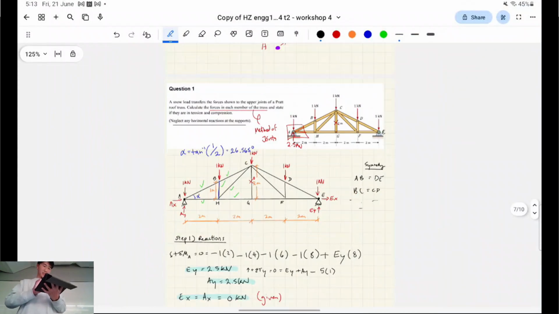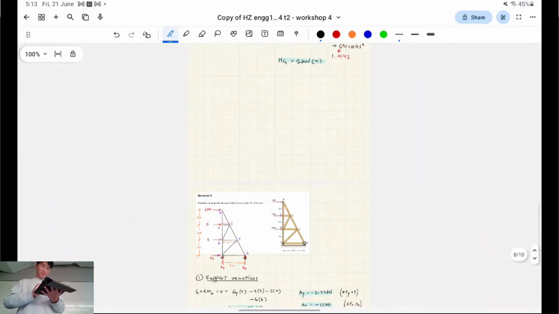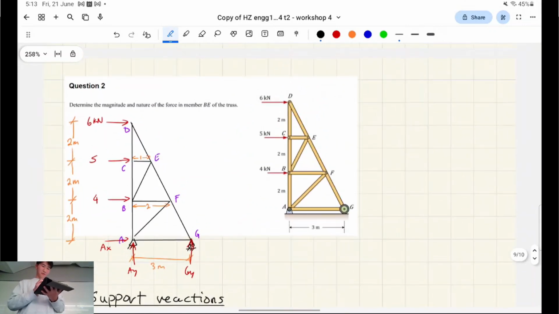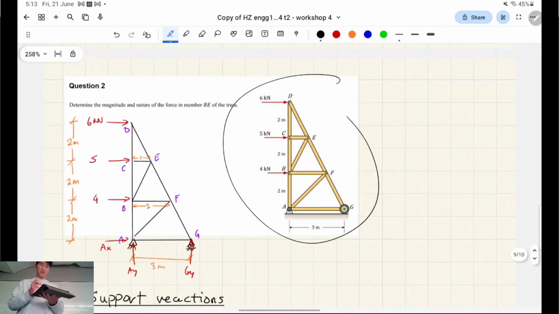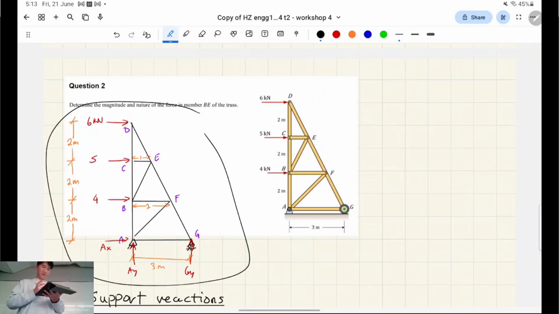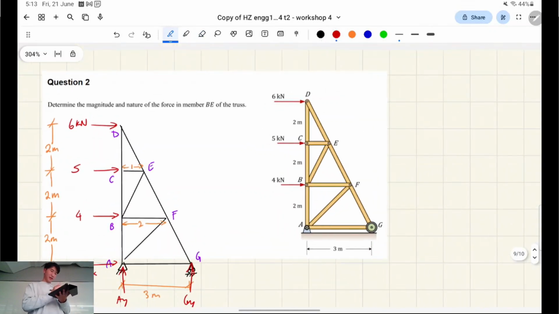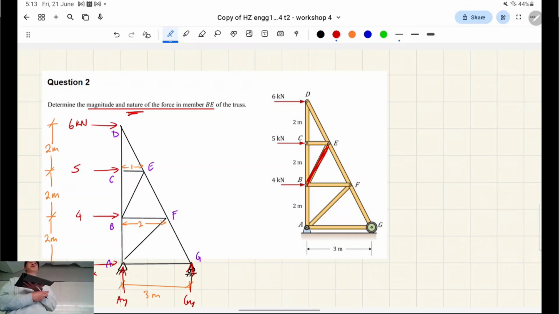So let's continue. Question 2. So here's the actual question and how it's presented, and then here I've redrawn it as a free body diagram. So the question asks for the magnitude and nature of the member BE, right? So BE is this one, and nature refers to whether it's in tension or compression. So which method should I use?